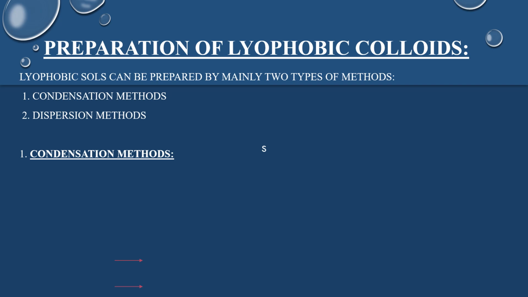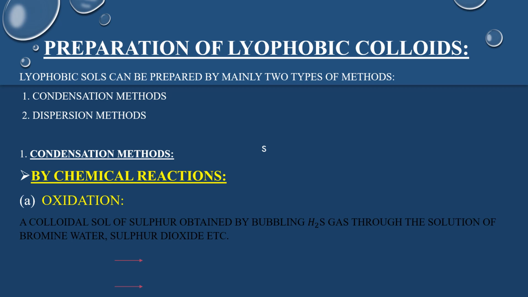So first of all, condensation methods. Under the condensation method, we will discuss chemical reactions. And in chemical reactions, first is oxidation. A colloidal sol of sulfur is obtained by bubbling H2S gas through a solution of bromine water, sulfur dioxide, etc.